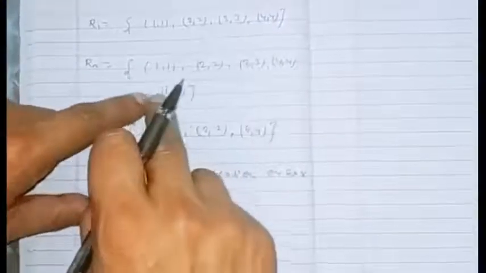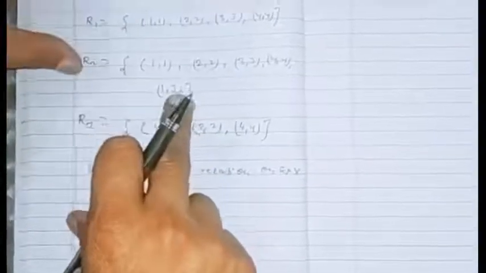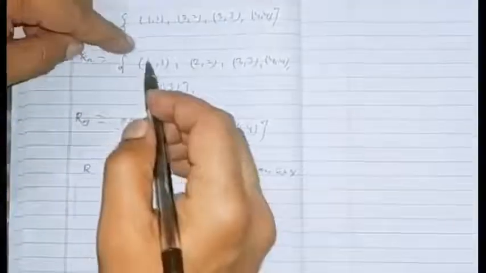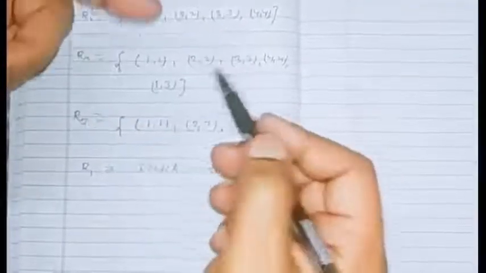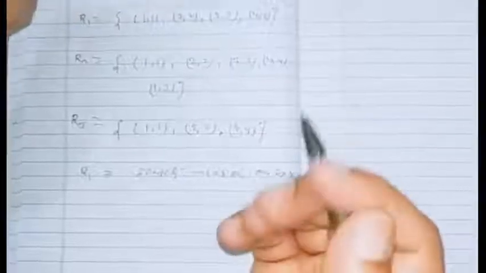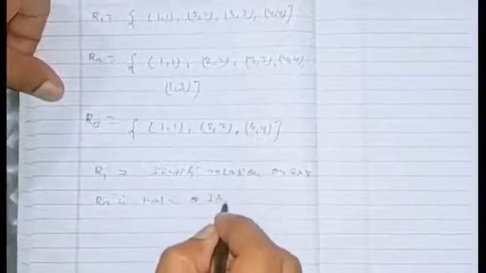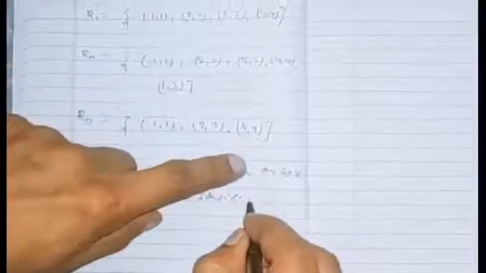R2 is not an identity relation because (1,3) is extra, not related to itself. 1 related to 3 is not possible. An element must be related to itself only: 1 related to 1, 2 related to 2, 3 related to 3, 4 related to 4. This is the meaning of an element related to itself only. But here 1 is related to a different element, 3, which is not possible, and therefore R2 is not an identity relation.